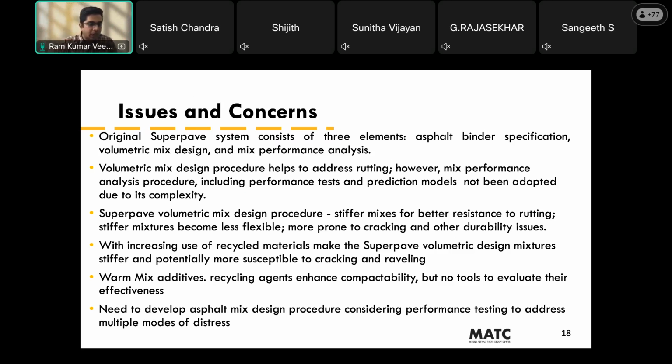And as asphalt mixture design following the SuperPave volumetric design became stiffer, as I mentioned, the mixes became stiffer and stiffer. The state agencies were increasingly concerned about the mixture's ability in terms of cracking and durability, especially with the growing use of RAP and RAS. So they felt there was a need to develop an asphalt mix design procedure considering performance tests to address multiple modes of distress. That was a major concern for the state agencies.